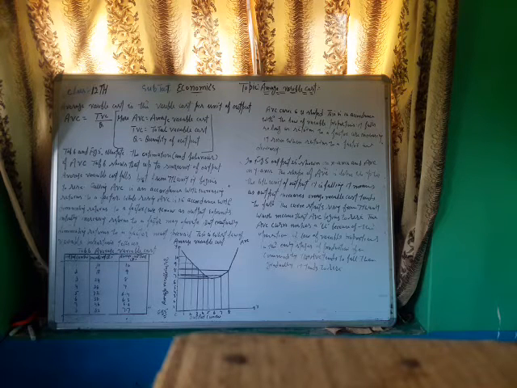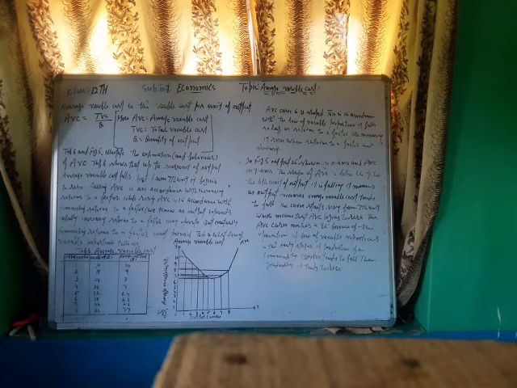We know as output expands, initially increasing returns to a factor may operate, but eventually diminishing returns to a factor must prevail. This is what the law of variable proportions tells us.